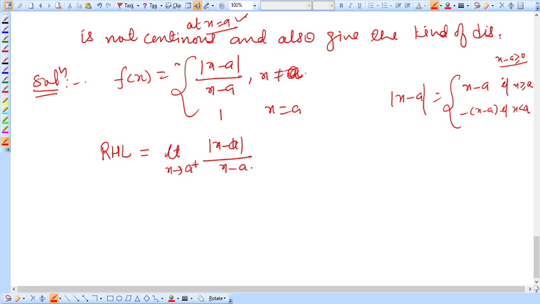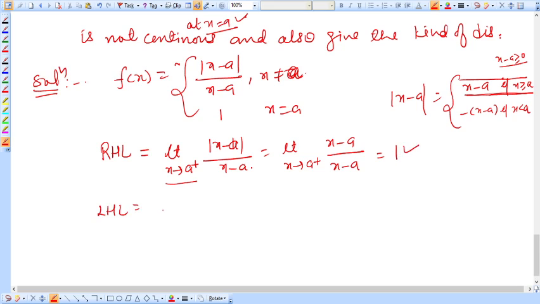Okay, so look, here x is slightly greater than a, so therefore which definition will be followed? This one. So therefore we can write it is equal to limit x extending to a positive of x minus a divided by x minus a, which is equal to 1 obviously.